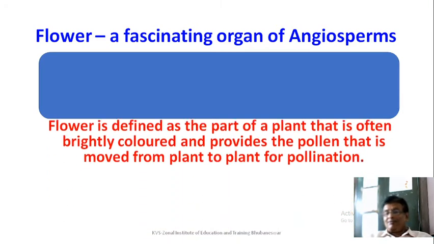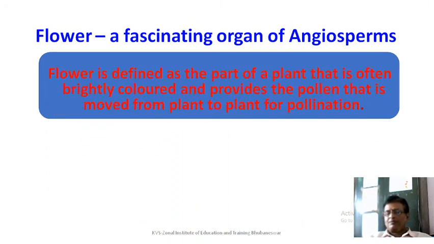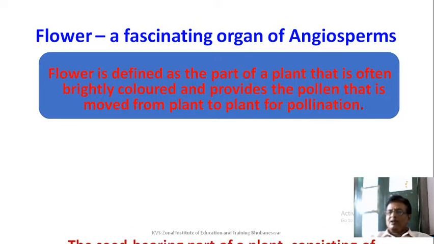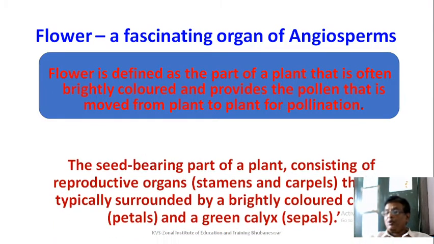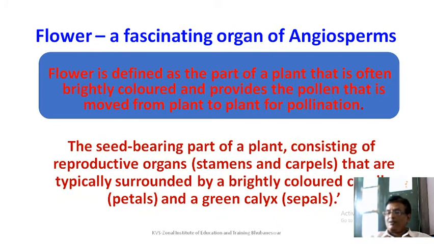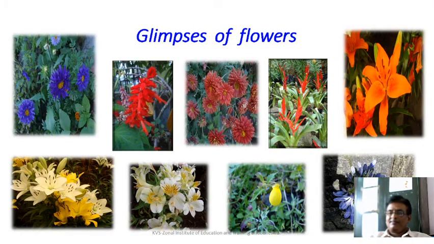So what is a flower? We know that a flower is the reproductive part of a plant. It is defined as the part of the plant that is often brightly colored and provides the pollen that is moved from plant to plant for pollination. The botanical definition is: the flower is the seed-bearing part of the plant consisting of reproductive organs, stamen and carpel. They are typically surrounded by a brightly colored corolla and green calyx.